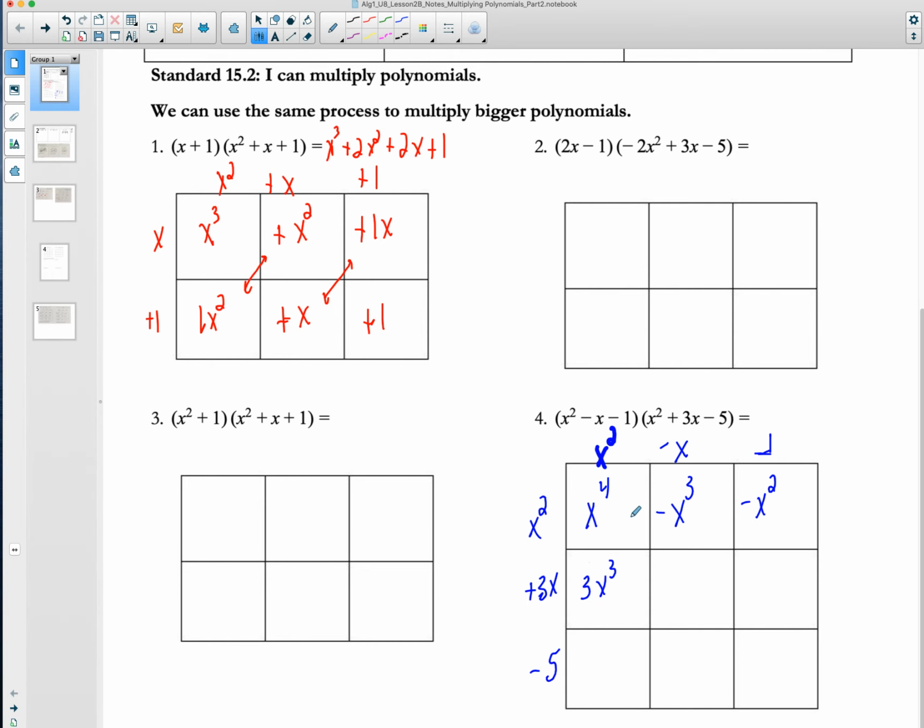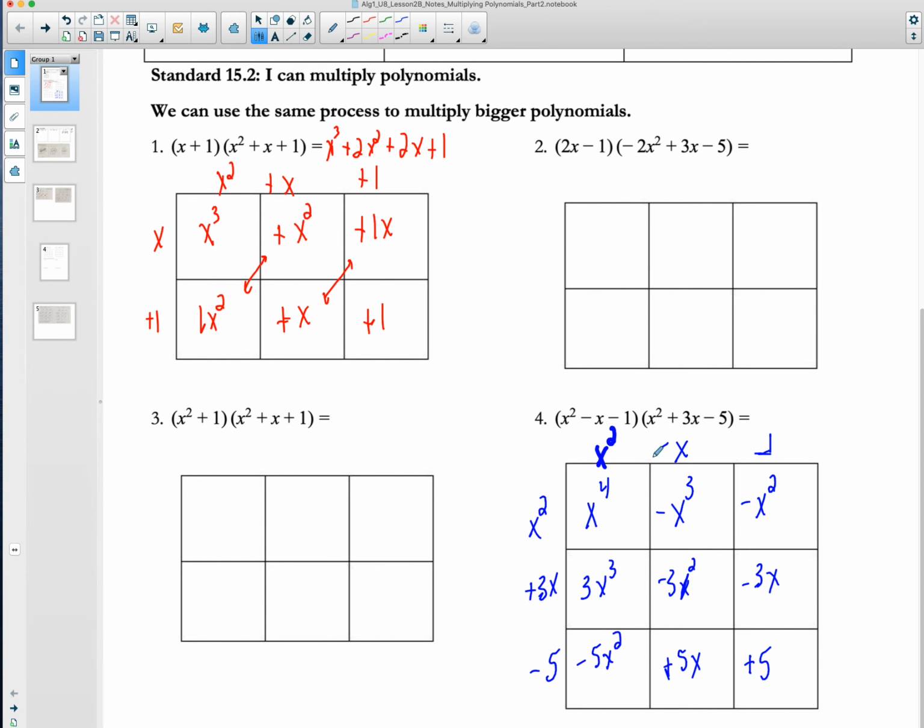3x times negative x is negative 3x squared. And then 3x times negative 1 is negative 3x. Negative 5 times x squared is negative 5x squared. Negative 5 times negative x is a positive 5x. And then negative 5 times negative 1 is a positive 5.